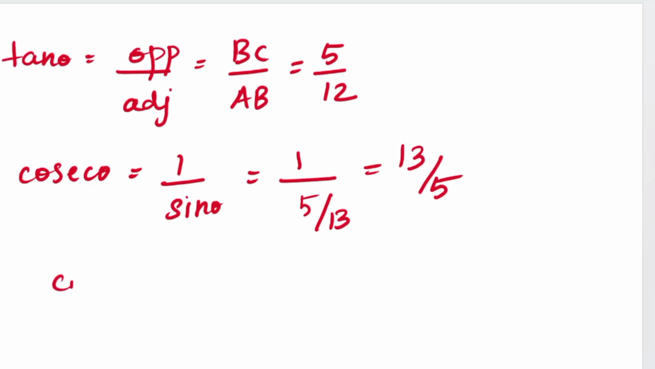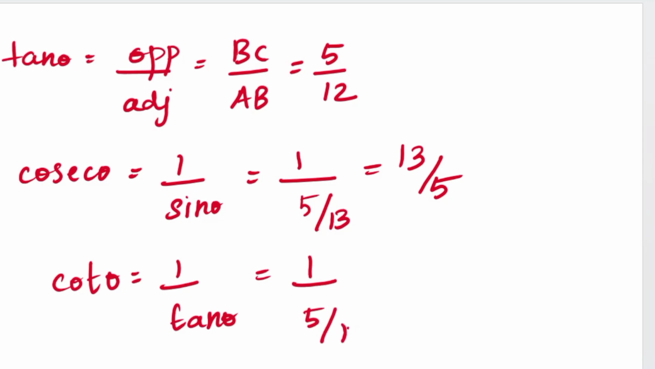Now coming to cot theta. What is cot theta? Cot theta is equal to 1 by tan theta. So what is tan theta here? It's 5 by 12. So taking reciprocal of 5 by 12, what will we get? 12 by 5. We have found out the trigonometric ratios values for sin theta, cos theta, tan theta, cosecant theta and cot theta. Now let's go to the next sum.